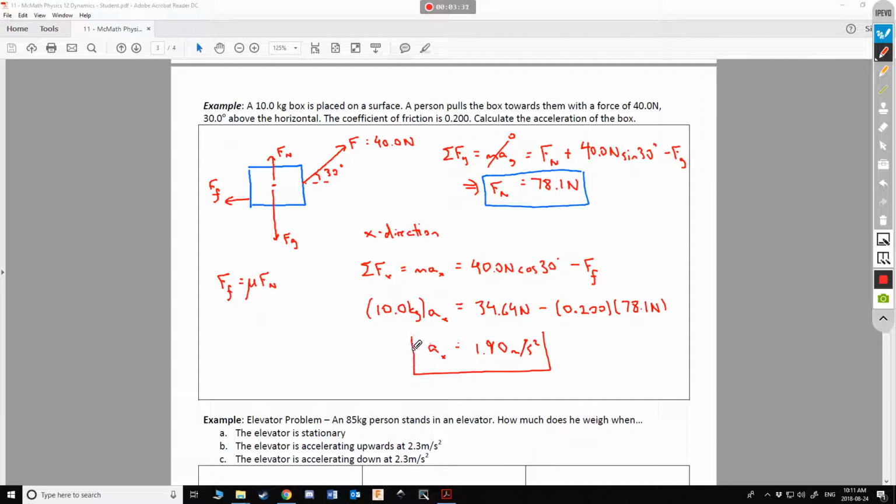And this does make sense because if there's no friction, it was going at around 3 meters per second squared, 3.5. And with friction, obviously it's going to accelerate at a slower rate.